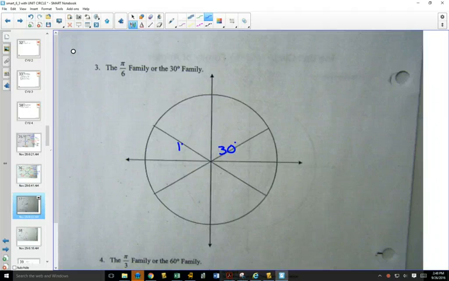How did you do? 150 degrees, 210 degrees, 330 degrees? Radians is pi over 6. Again, I'll give you a head start with the radians.